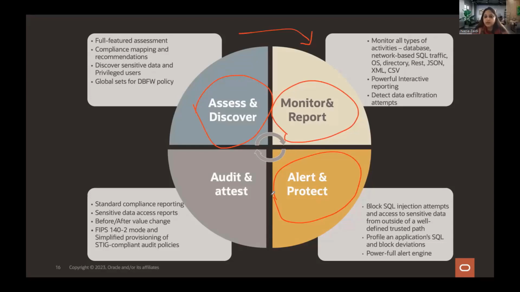You can stop that. You can define a trusted path, so that if your application is being accessed by this particular trusted path, fine, and if not, you want to block it or you want to get alerted. So you can profile on the basis of your SQLs or different objects or different client IPs or database users, etc. And you can define alerts with very fine-grained control or multiple conditions.